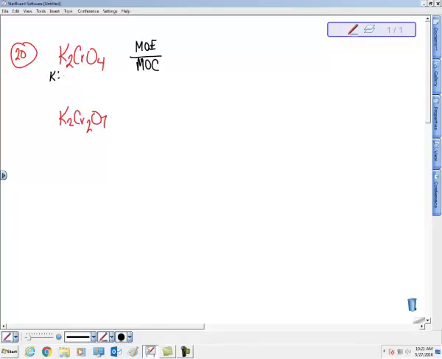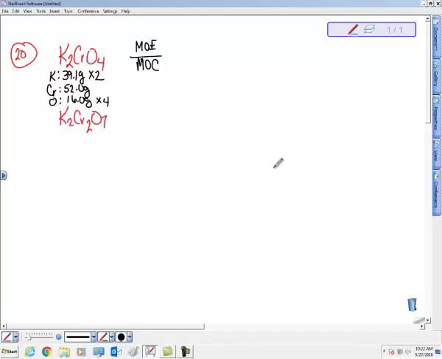So potassium has a molar mass of 39.1 grams. Looks like there's two of them. Chromium, the element chromium, has a mass of 52.0 grams per mole. And there's only one of them. And then oxygen has a molar mass of 16.0 grams, but it looks like you've got 4 of those.